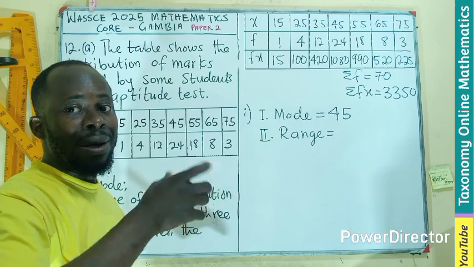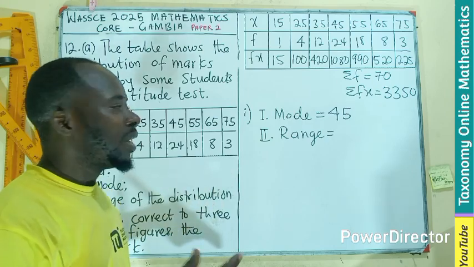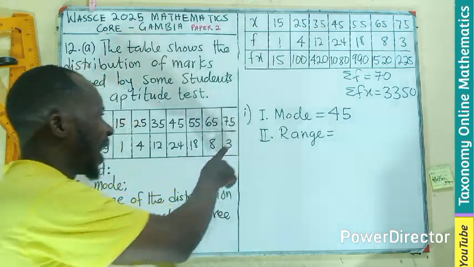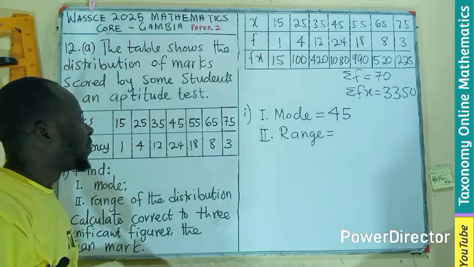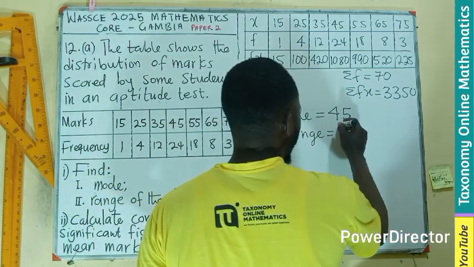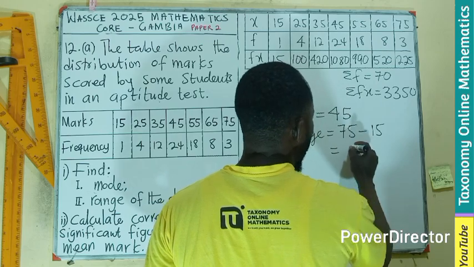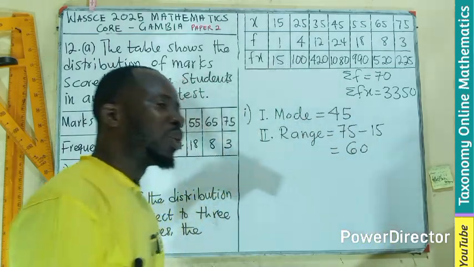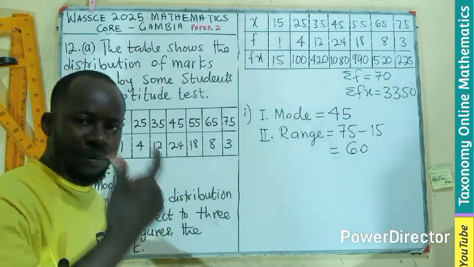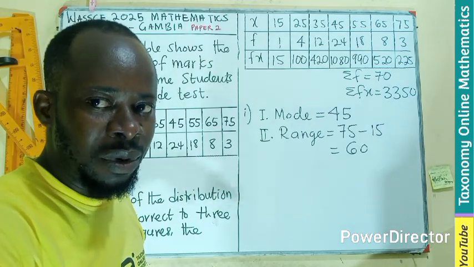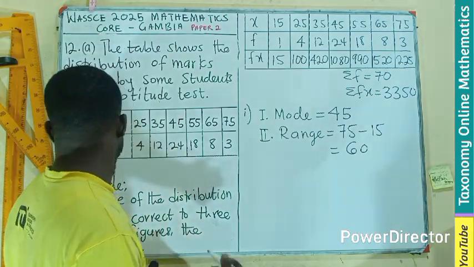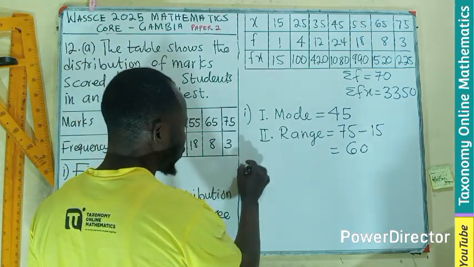Just like we say, the first person in the class is going to be 75. The last person will be 15. So we are going to have 75 minus 15, and that will give us 60. So the range of the data, the maximum value minus the minimum value, will give you 60. Let's go to question 2.